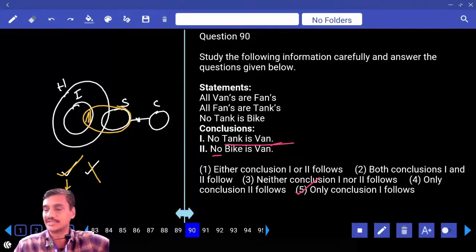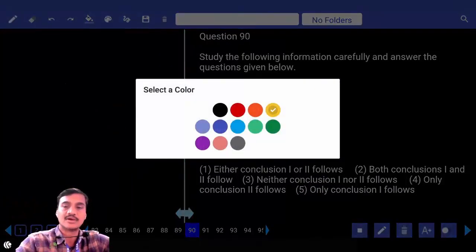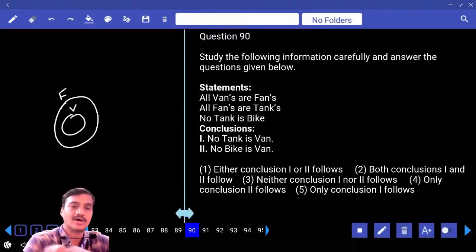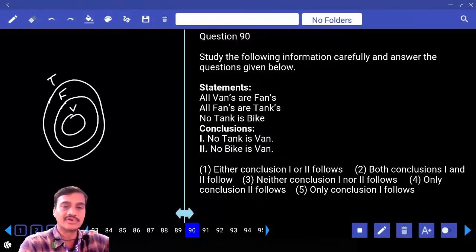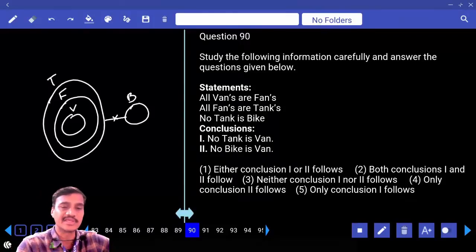Then coming to this 90. Now in this 90, all vans are fans. All vans are fans can be written like this. This entire van is a fan. All vans are fans and all fans are tanks. All these fans are what? Tank. No tank is a bike. No intersection between tank and a bike. Then according to this one, no tank is van. No tank is van. True or false?